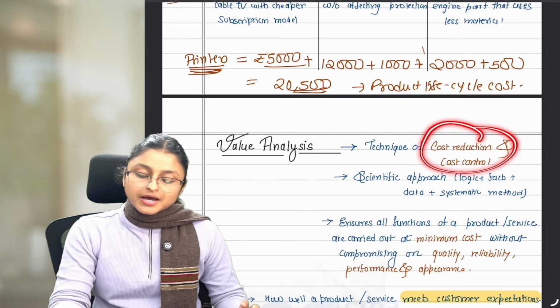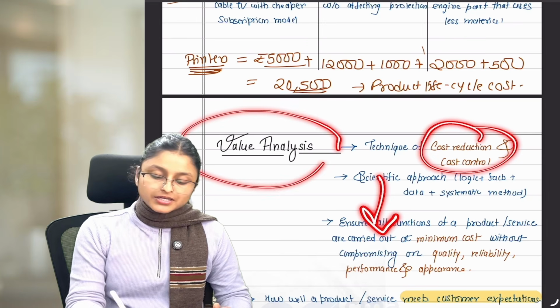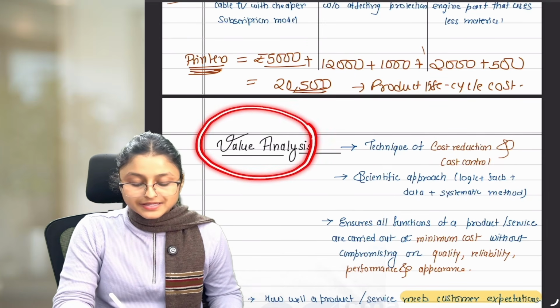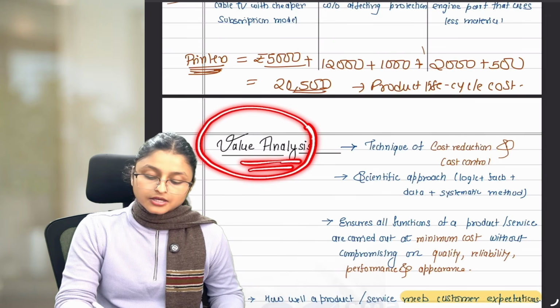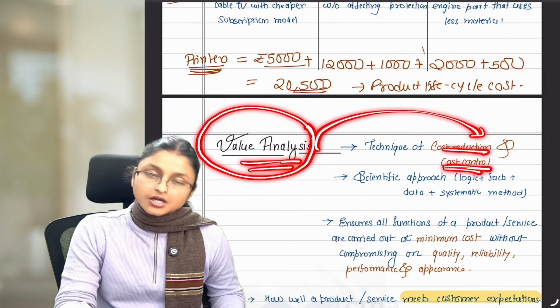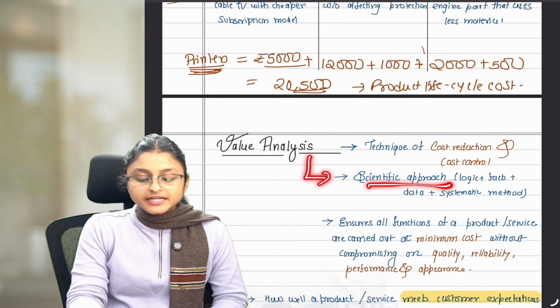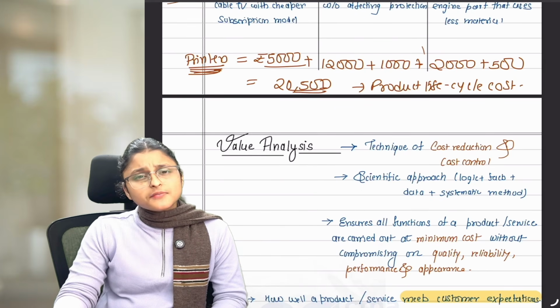So both of them are reducing the cost. And value analysis is also used for reducing the cost, and that is why it is said that value analysis is a technique through which you can reduce the cost and control the cost. Value analysis uses a scientific approach. Now, what is a scientific approach?